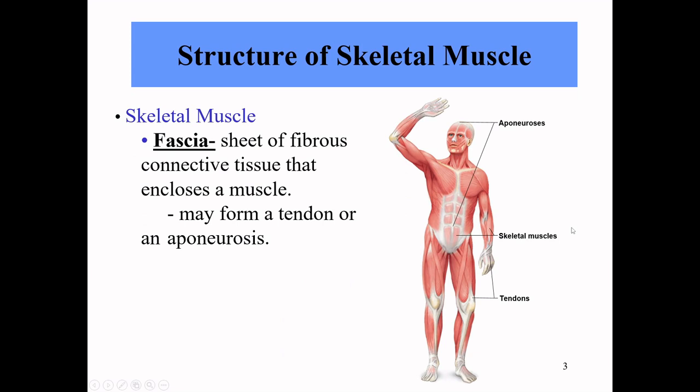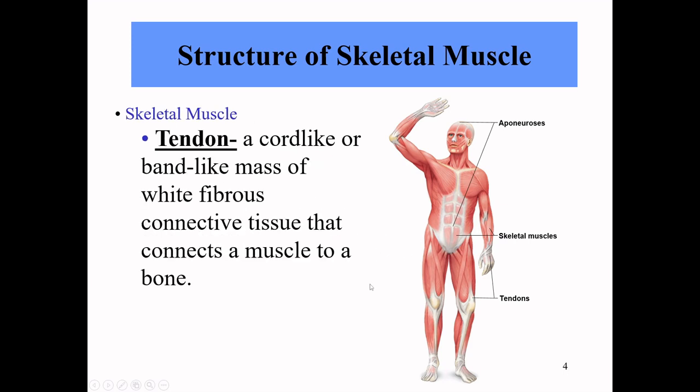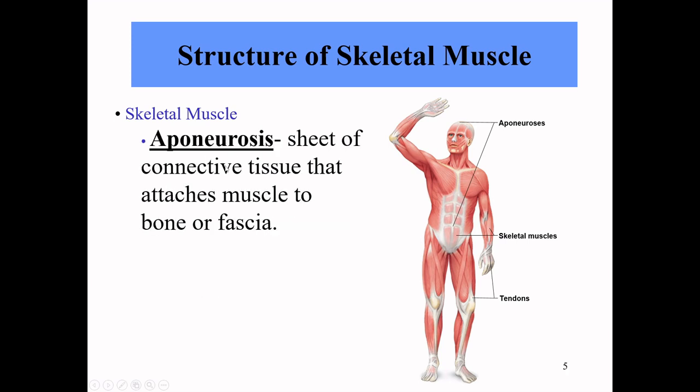All right, so fascia is a sheet of fibrous connective tissue that encloses the muscle. And it can continue down, and it may form part of a tendon or an aponeurosis. So that's just kind of like the wrapping around the muscle. A tendon is a cord-like or band-like, rope-like mass of tissue that connects the muscle to a bone. So tendons connect the muscle to a bone. It's kind of the tapering end of your muscle. The attachment point is the tendon.